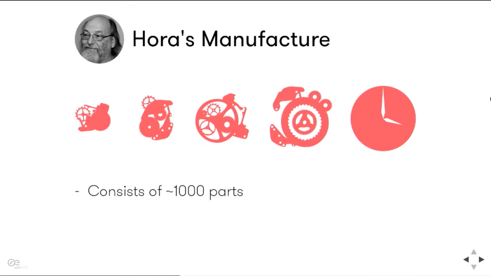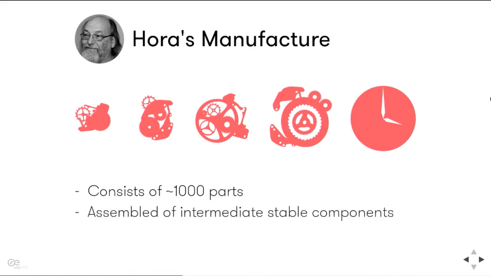It's also 1,000 parts. It looks like only 4 parts on this graphic, right? But it's also 1,000 parts. What Hora did was he assembled all these little individual parts into larger parts, right? And he constructed these parts to be intermediate stable components or intermediate stable forms. So he assembled 10 pieces into a component, a stable form, and with 10 of these stable forms, he formed another higher component, a higher stable form, and finally he could just assemble a watch out of 4 or 5 components, right?